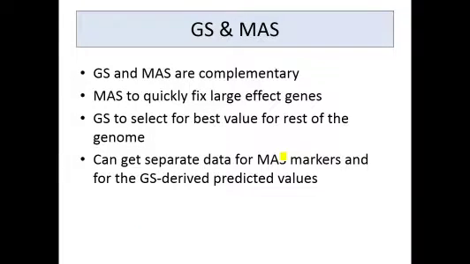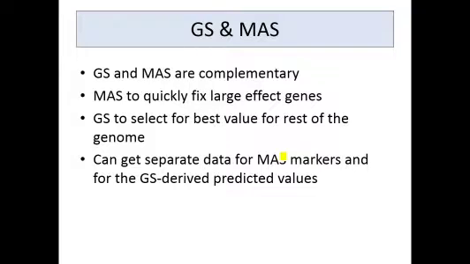Now let's talk about genomic selection and marker-assisted selection. These, again, are not exclusive approaches to doing molecular plant breeding. They are actually quite complementary to each other. Marker-assisted selection can be used to quickly fix genes with large effects in your population, and then genomic selection can be used to select the best values for the rest of the genome.